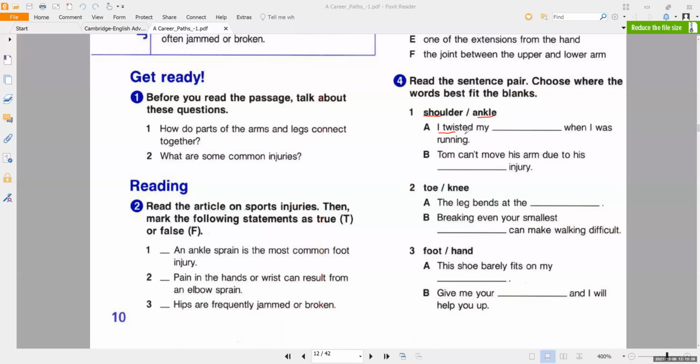I twisted my when I was running. I twisted my, the right word is ankle. I twisted my ankle when I was running. Number 2, Tom can't move his arm due to his shoulder injury. Shoulder.